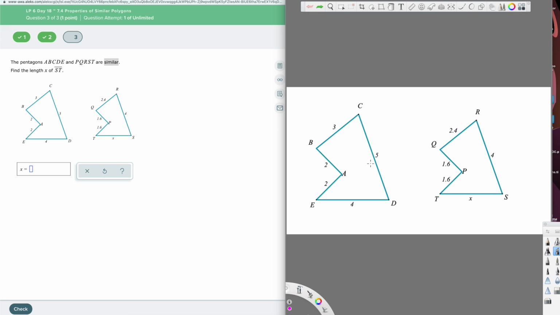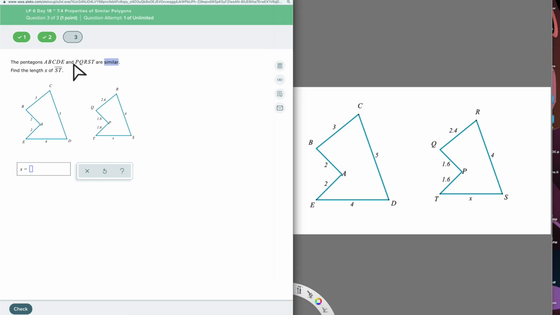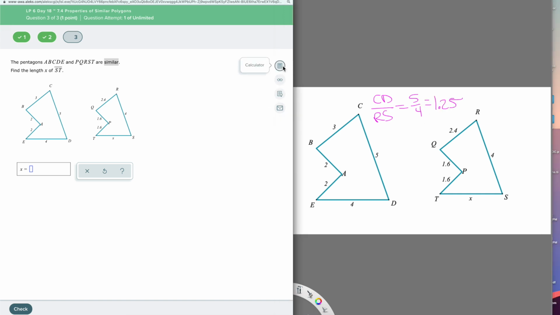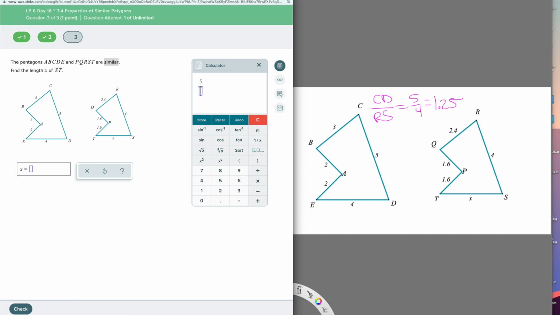So instead of using that method, what we're going to do is use a scale factor. I can match up CD, which is in the middle here, and RS, which is in the middle. So I know CD and RS are corresponding. And I can see that from the shapes too. So I'm going to go CD over RS as my scale factor. So that's going to be 5 over 4. We can divide this down and say 5 divided by 4 gives us 1.25. They do give us a calculator to do this over here. So you can go 5 divided by 4, and that gives you 1.25.